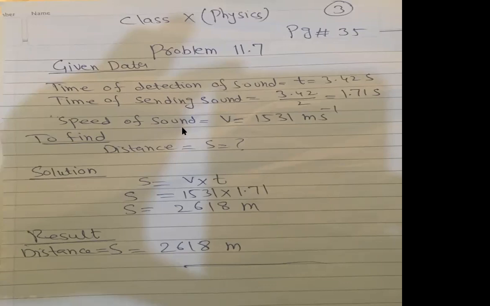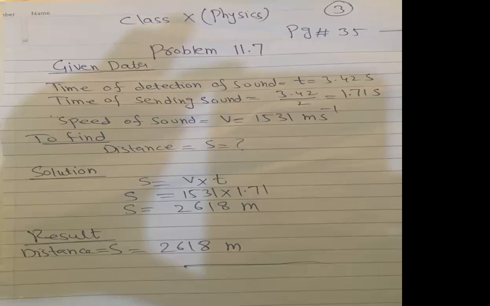So speed of sound V is equal to 1531, and S is equal to Vt. I will use the time divided by 2, which is 1.71. I will not use 3.42, this is the two-way time. I will use the single time 1.71. So 1.71 multiplied by 1531, you will get 2618, which is the distance of the seabed from the ship, the required result.